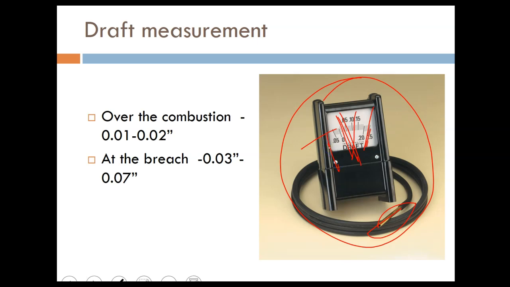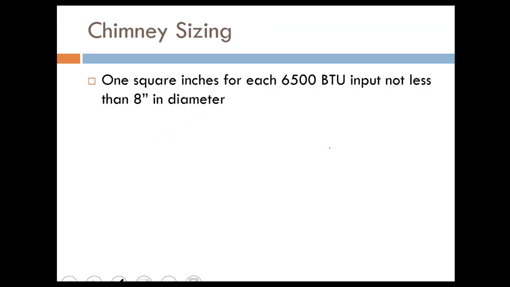We'll do that when it comes to combustion testing. Chimney sizing. As a general rule, they say you should have 1 square inch of chimney size per 6,500 BTUs input and not less than 8 diameter. So this is again another good piece of information to have for the oil burner technician license test. So for 6,500 BTUs, you need 1 square inch.